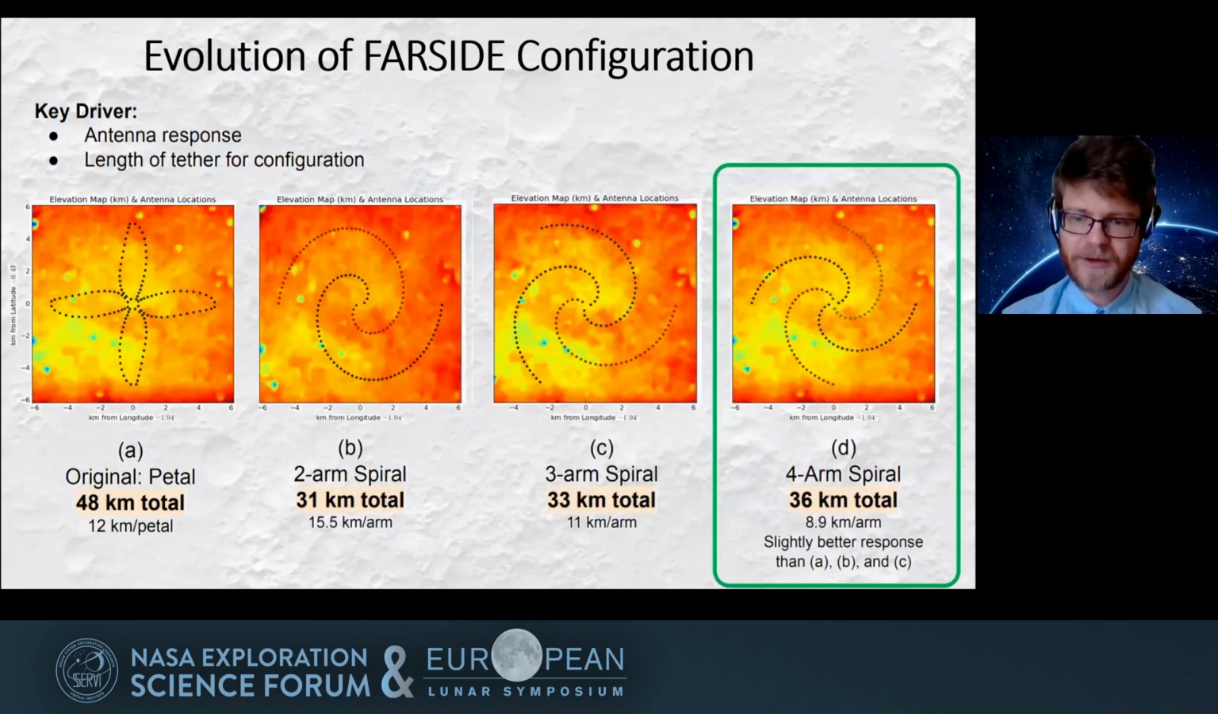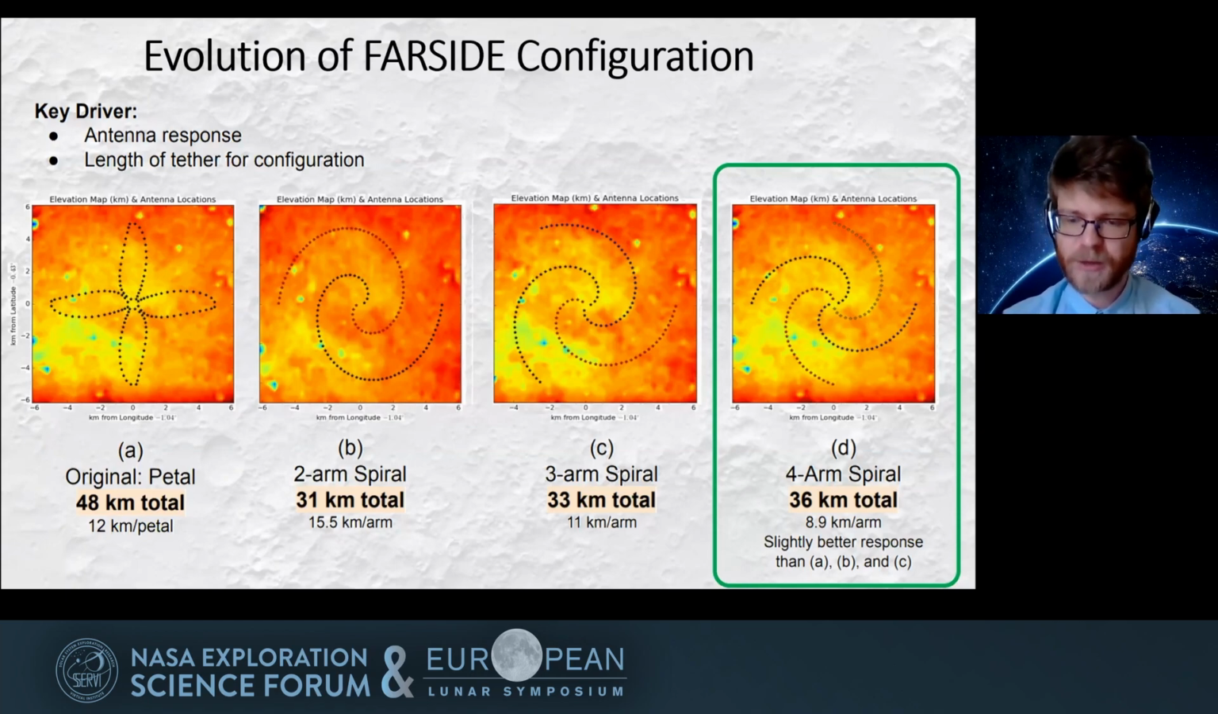Now talking more about the other star of the show, FARSIDE, which wants to measure this signal and also map out this signal as a function of spatial position. We started out on the left. This pedal design is the old FARSIDE design, and it needed about 50 kilometers of tether, and it originally relied on a single rover to lay out all those antennae. That introduced a single point of failure, and we thought we could do a little better.